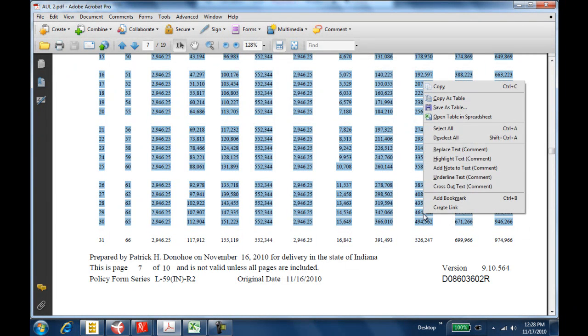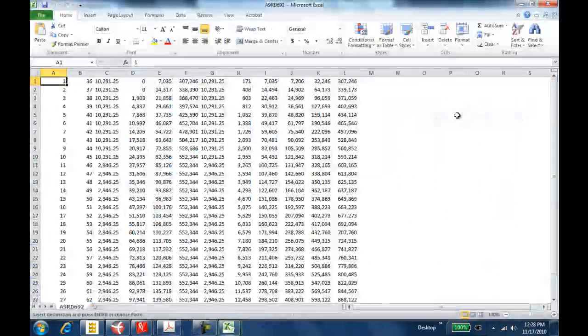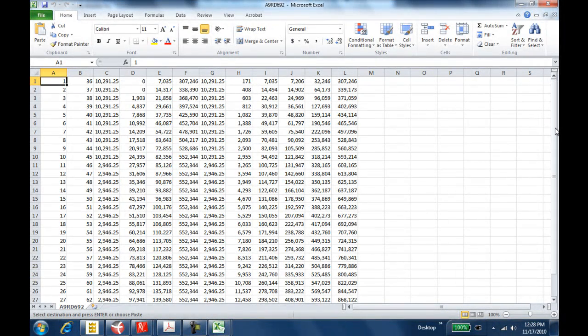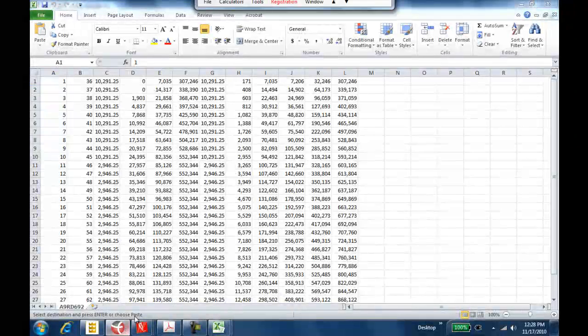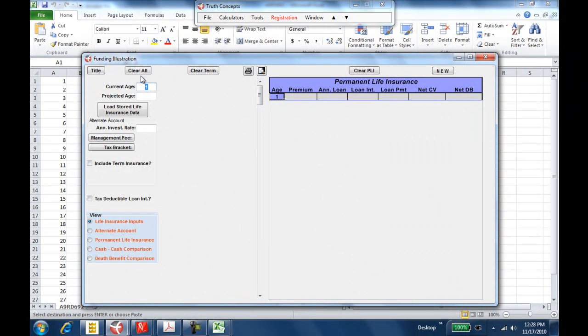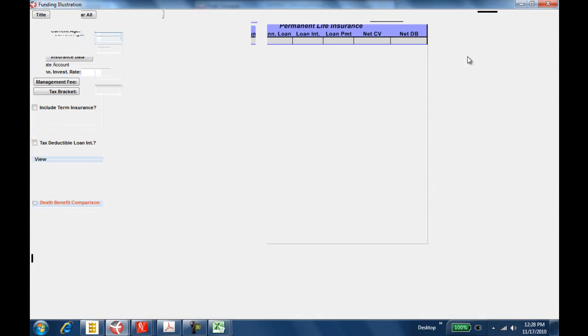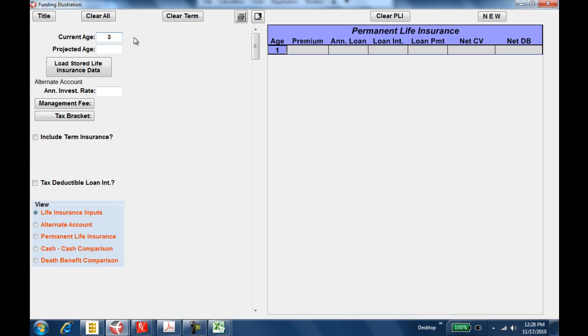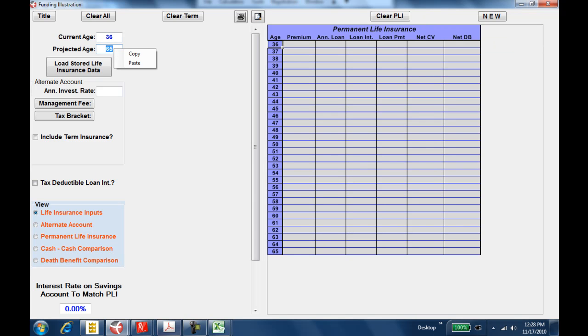So what I'm going to do is take all these values and open them up in an Excel spreadsheet. I'm also going to use a calculator called Truth Concepts. Truth Concepts was developed by an individual called Todd Langford. And you can visit their website at www.truthconcepts.com.